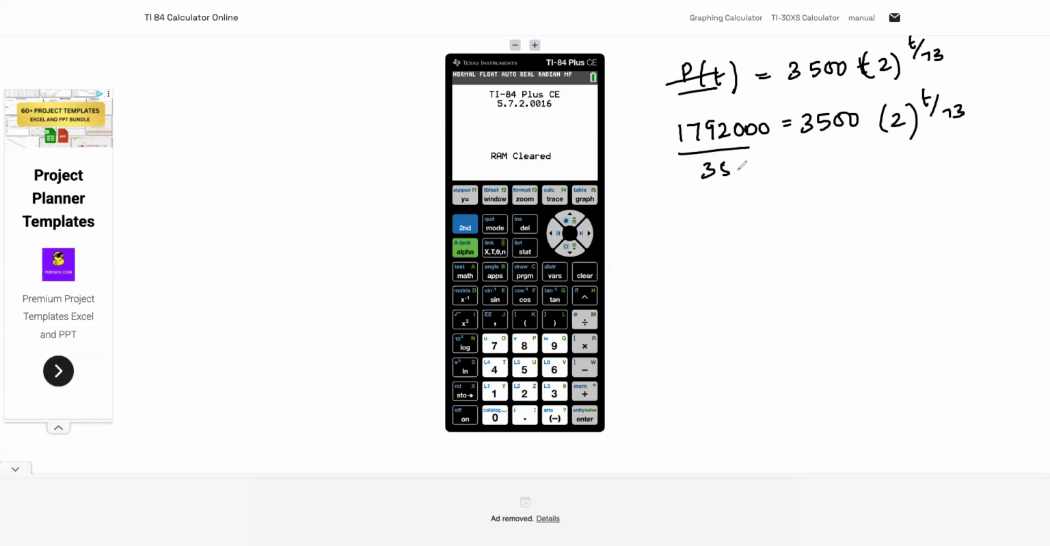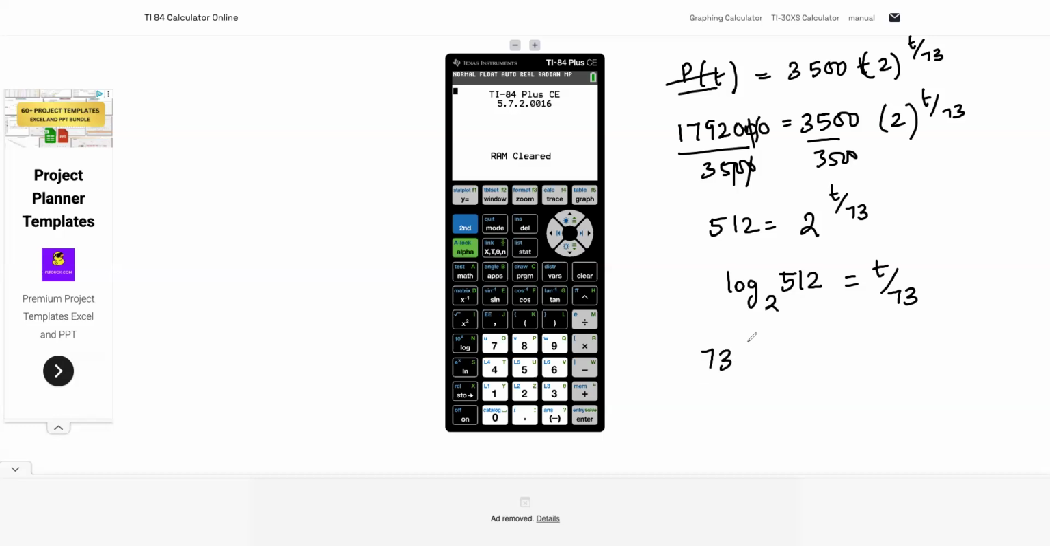Now divide by 3,500 on both sides. I cannot bring that screen in here. That's my problem. Now 512 will be equal to 2 to the power of t by 73. It is an exponential function. You would want to convert it to a logarithmic function. The base remains the same. So log base 2 of 512 will be equal to t by 73. Multiply by 73 on both sides. 73 times log base 2 of 512 will be equal to t. That's all.